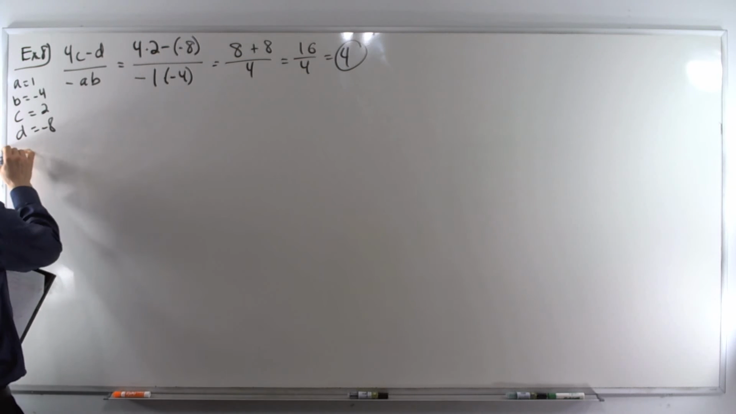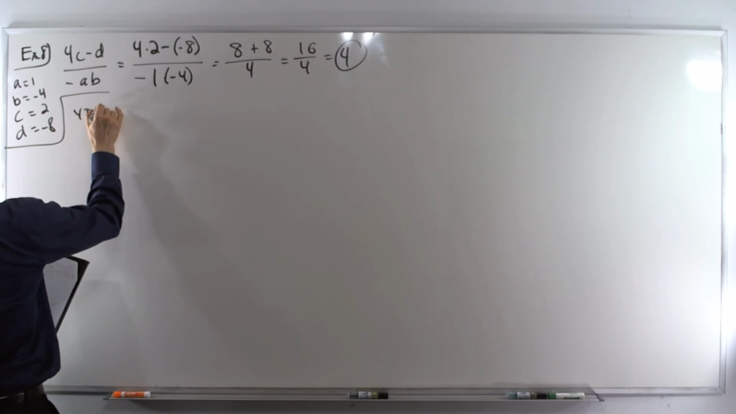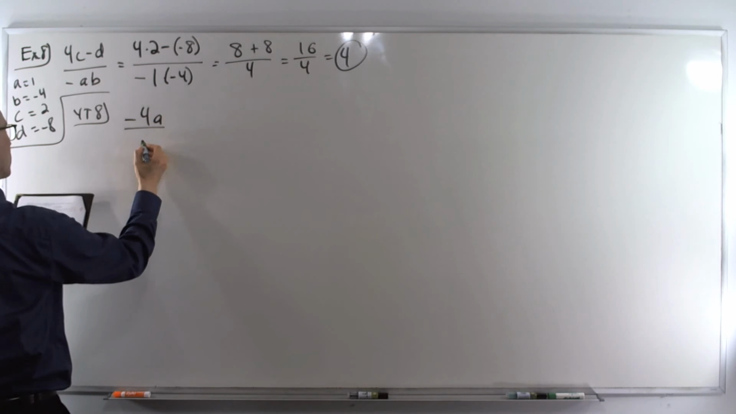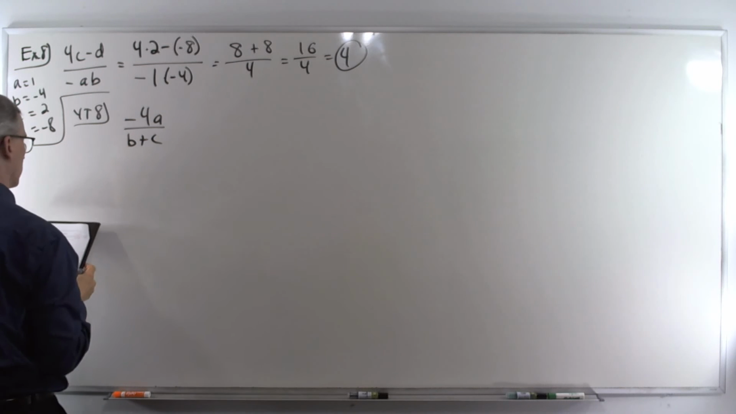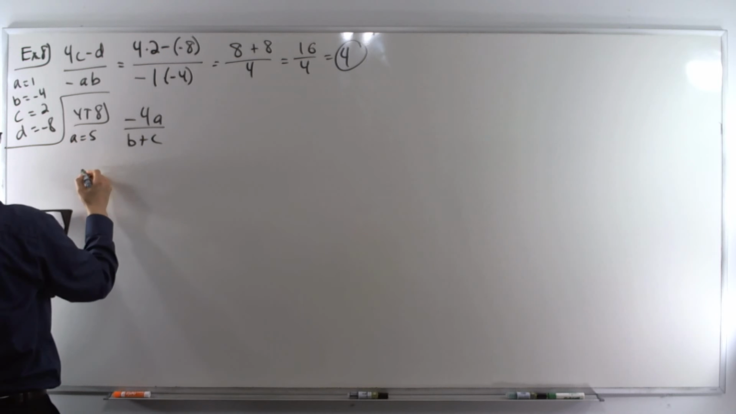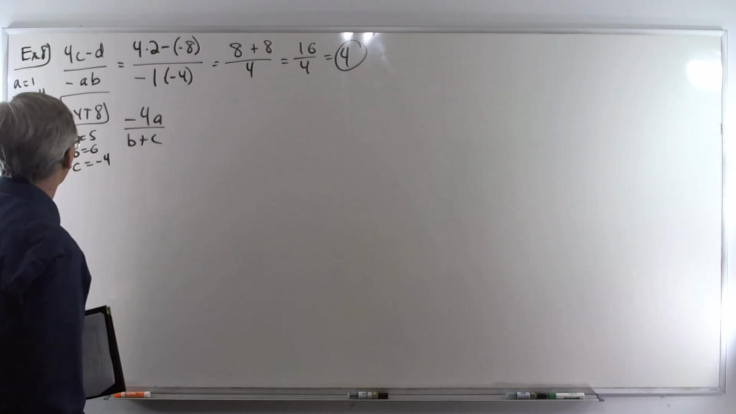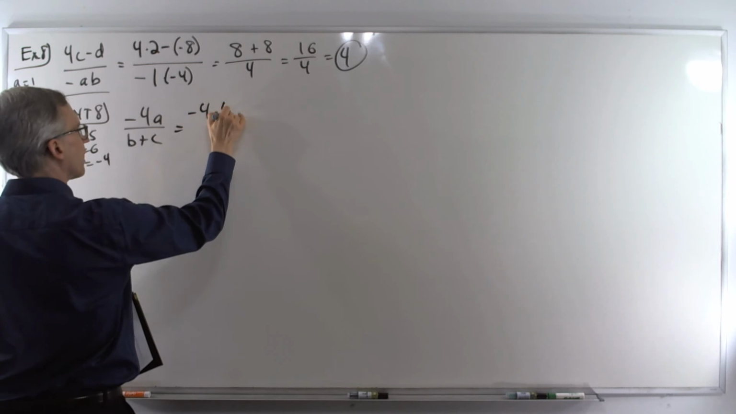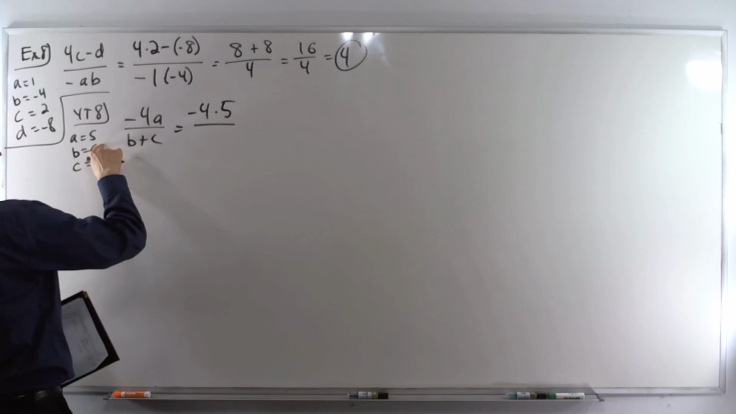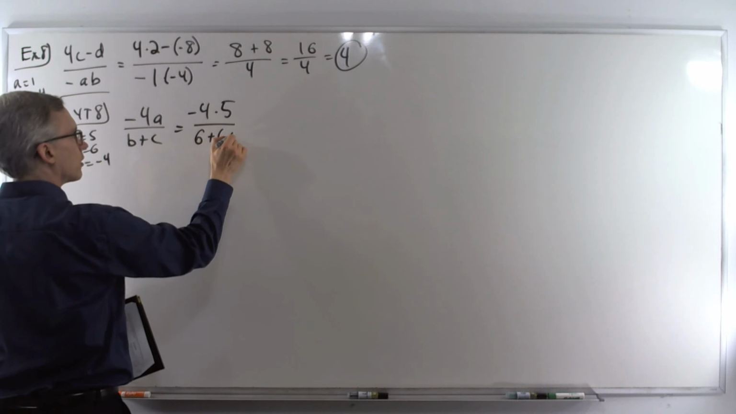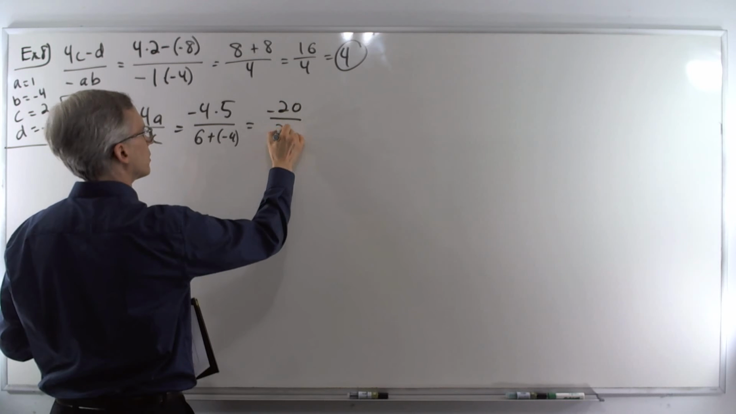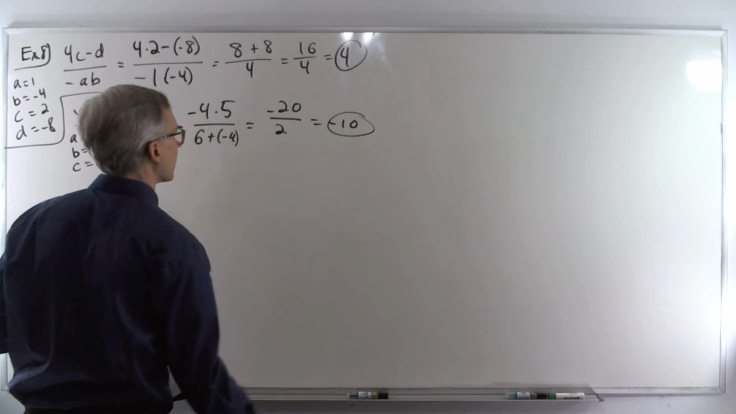Your turn, number 8. So plugging in on top, again, A is 5. So that's going to equal negative 4 times 5 on top. And the bottom, B plus C, so 6 plus negative 4. All right, negative 20 on top, 2 on the bottom, so that is negative 10.